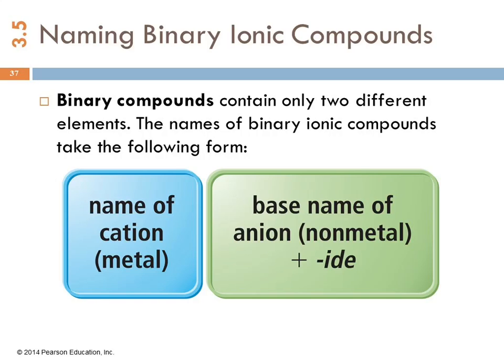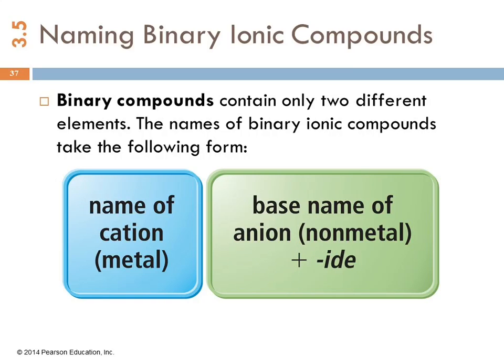We learned how to name the 2 different ions. When we put them together, we just name the guy first and then the girl: the metal first, the cation, and then the nonmetal. So a binary compound is 2 elements. Binary means 2. Here we're going to have a metal cation and a nonmetal anion. It's just going to be a monatomic ion.